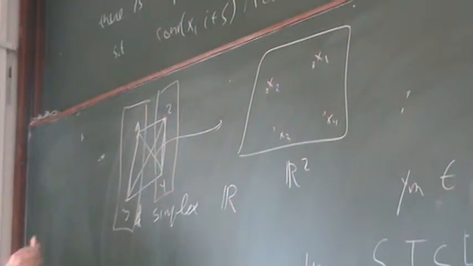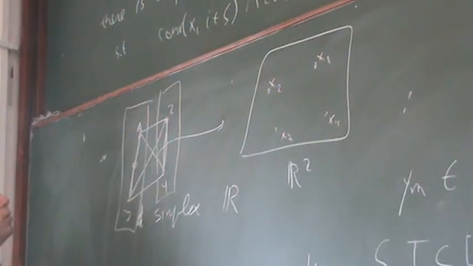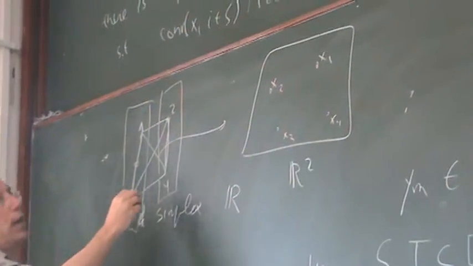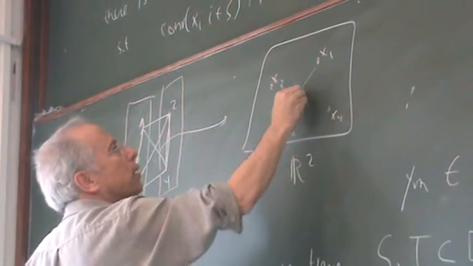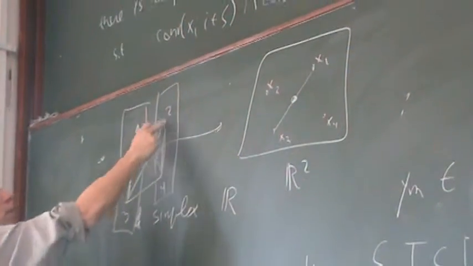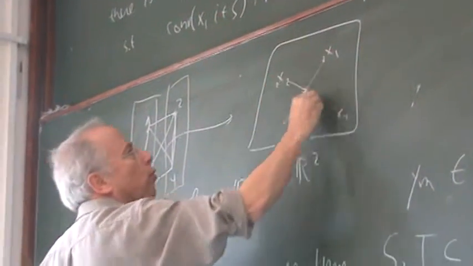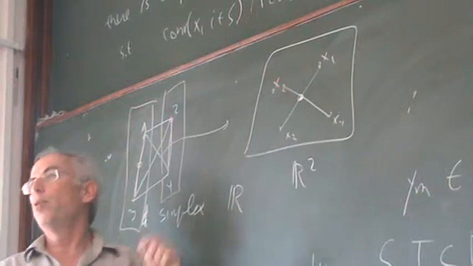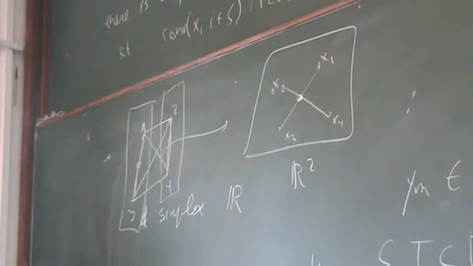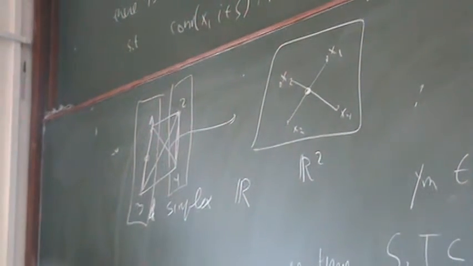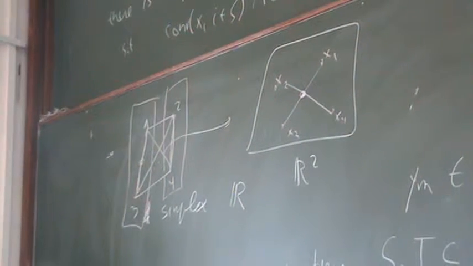So we have a point here. So the point here is in the convex hull of 1 and 3. And we have a point here, which is in the convex hull of 2 and 4, which are mapped to the same point. So this is what Radon theorem tells us.